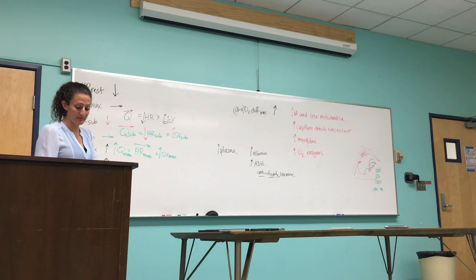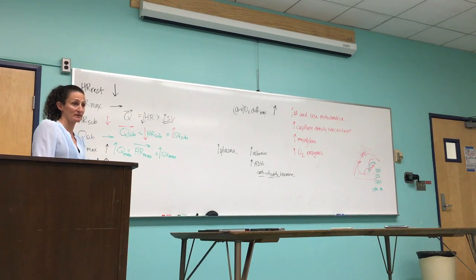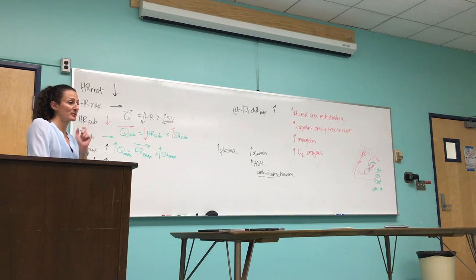Red blood cells. What happens to red blood cell count with endurance training? It will increase. As far as why, you can really just put that your body produces more red blood cells. It's because of erythropoietin, but I'm not going to require you to know that. Just know that your body produces more red blood cells.